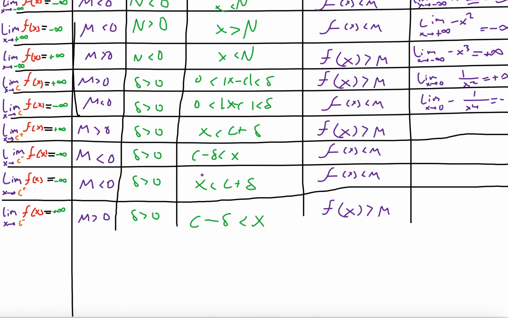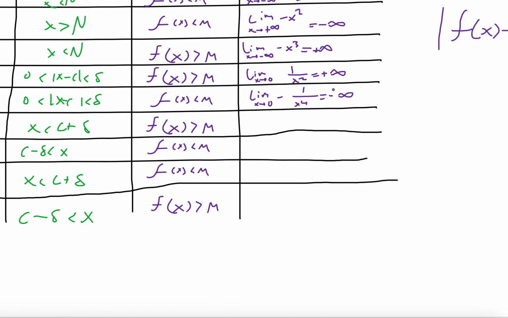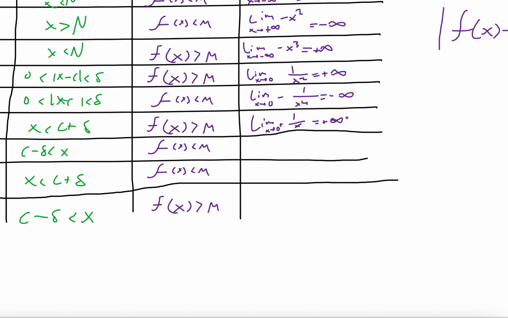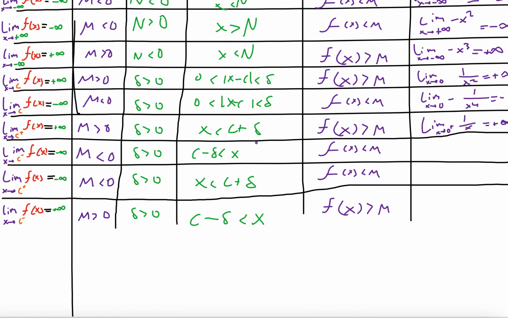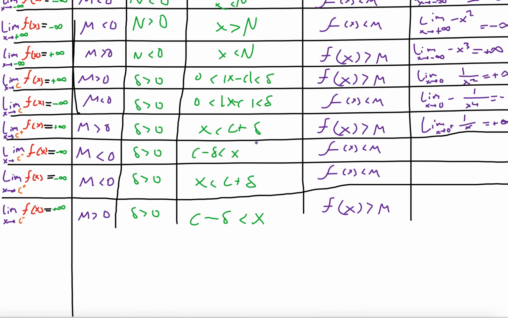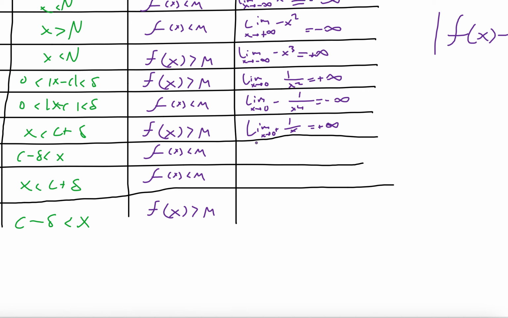Okay, how about c from the positive equals positive infinity? Well, we can say the limit as x goes to 0 from the right of 1 over x is equal to positive infinity. And in the last video, we actually used this example and used the setup of epsilon delta to prove that. How about c from the negative equals negative infinity?